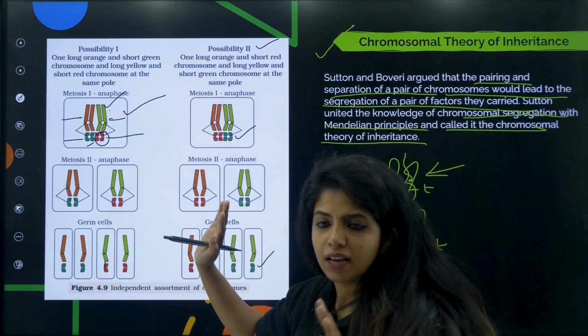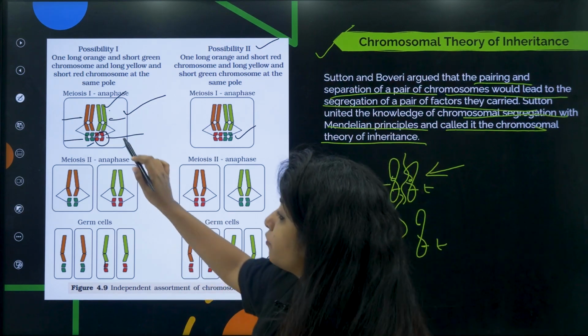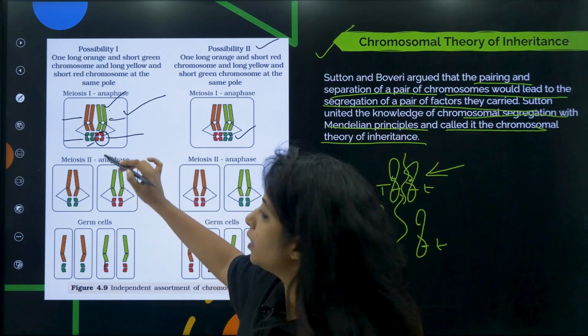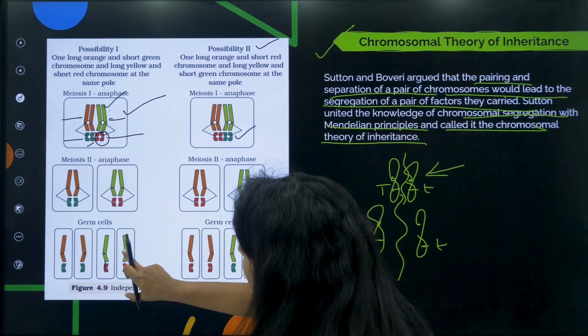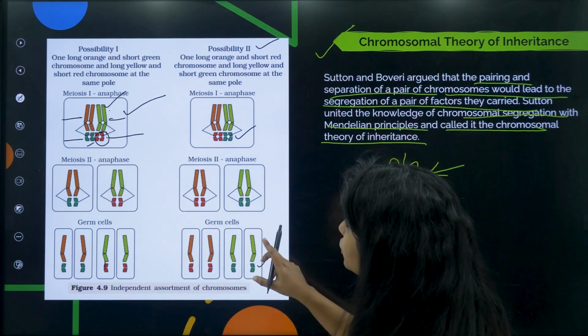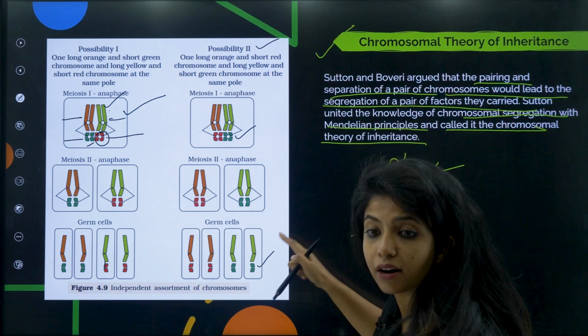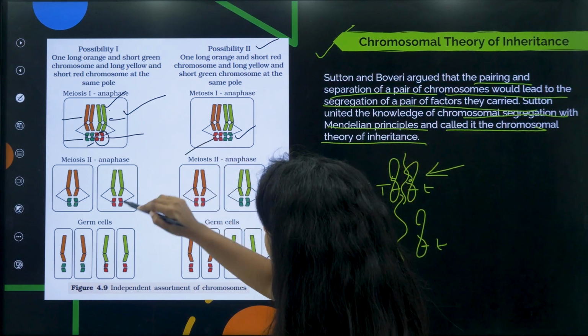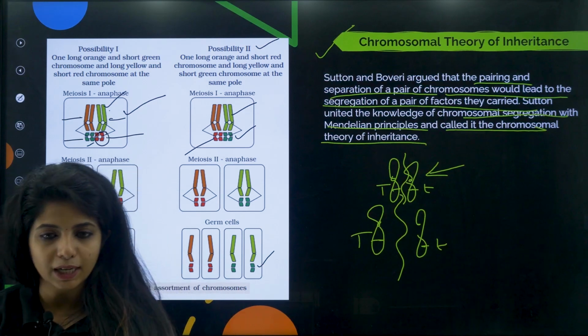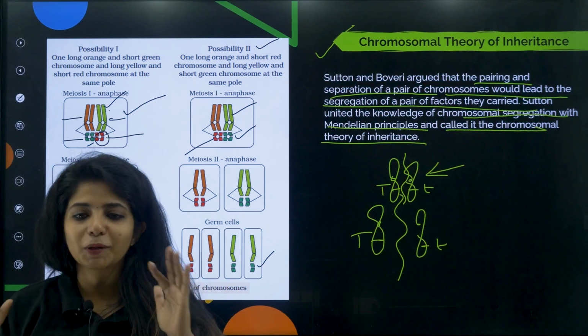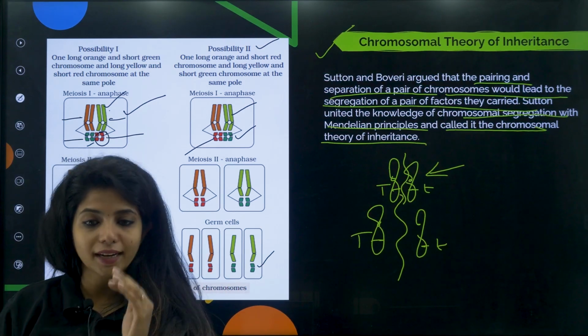They gave a picture of this, as simple as that. If it was not getting independently assorted, then probably light green would always have been with red. But over here you see light green is with dark green, because this chromosome and this chromosome are assorting independently. Okay, this is what was said.